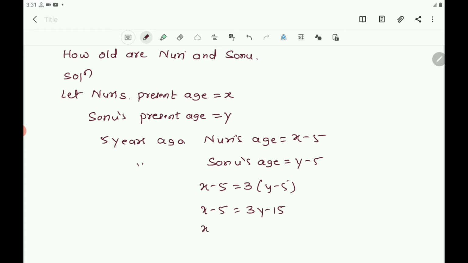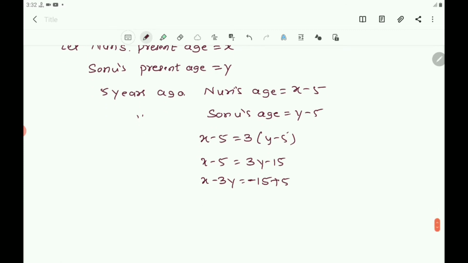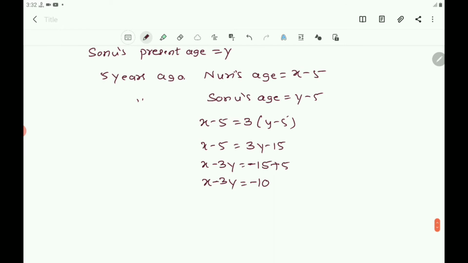Then bring the 3y to the LHS, that becomes x minus 3y is equal to minus 15 plus 5. Here as minus 5 is transferred to the RHS, it becomes plus 5, and 3y is transferred to the LHS, it becomes minus 3y. So you got x minus 3y is equal to minus 10. Minus 15 plus 5 is minus 10. Now consider this the first relation, the first equation. You got the first equation in the variables x and y.